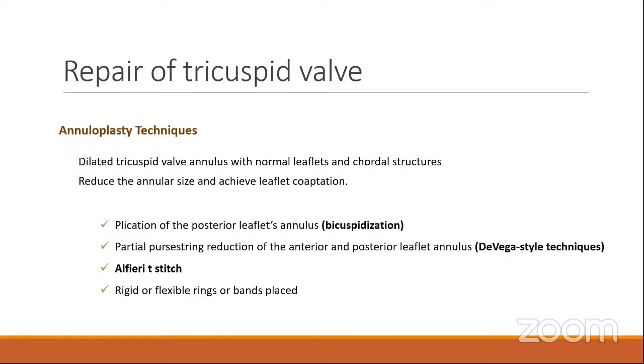Other techniques include plication of the posterior leaflet, like in bicuspidization. There's also the partial purse string reduction of the anterior and posterior leaflet annulus, and this is the De Vega style technique. Then we have the Alfieri stitch, or rigid or flexible rings or bands can be placed.